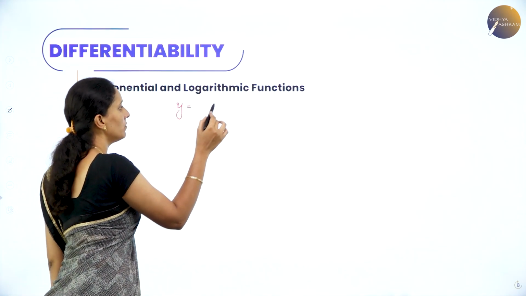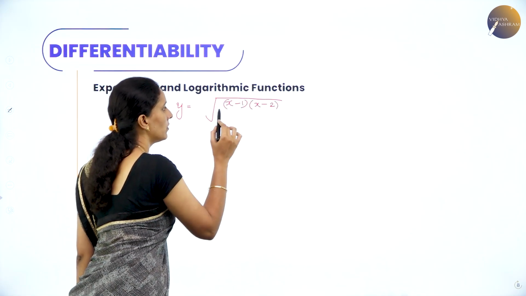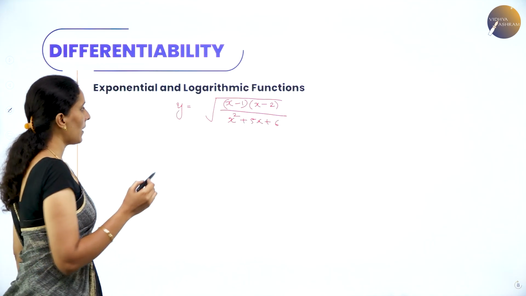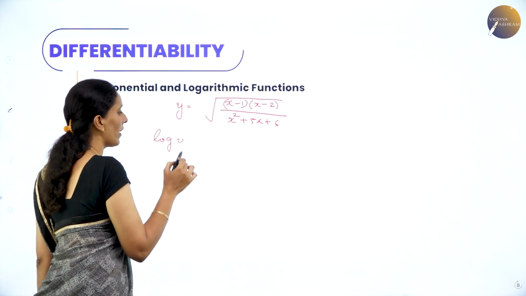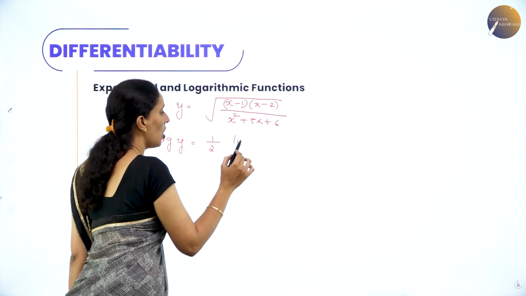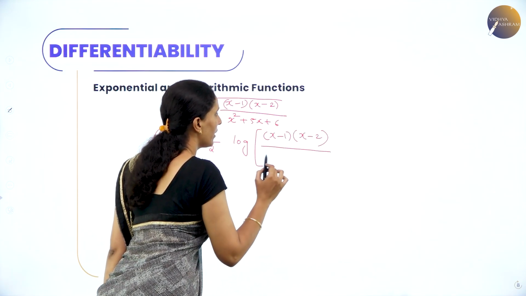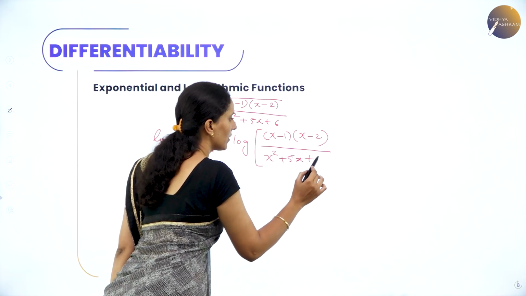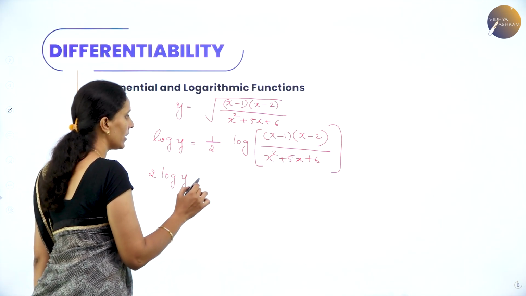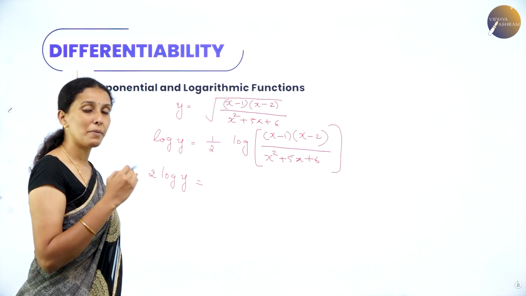Suppose you have y is equal to root of x minus 1, x minus 2 divided by x square plus 5x plus 6. So here, if you apply log on both sides, here it is log y. Since it is the whole function to the power half, it is half into log of x minus 1, x minus 2 divided by x square plus 5x plus 6. First simplify this. So here this is in the form of log x by y. Log x by y means it is log x minus log y.